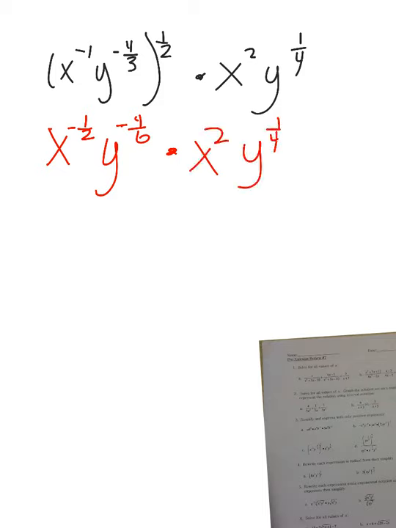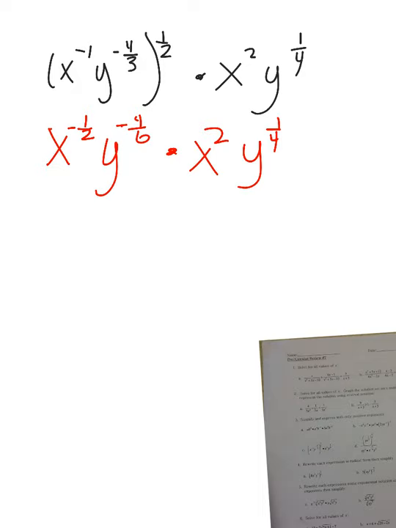Okay, so 3c is parentheses x to the negative 1, y to the negative 4/3 raised to the 1/2 times x squared y to the 1/4 power. All right, so I have here power to a power. I'm going to multiply the power. So I have x to the negative 1/2, y to the negative 4/6, and then I have times x squared y to the 1/4 power.